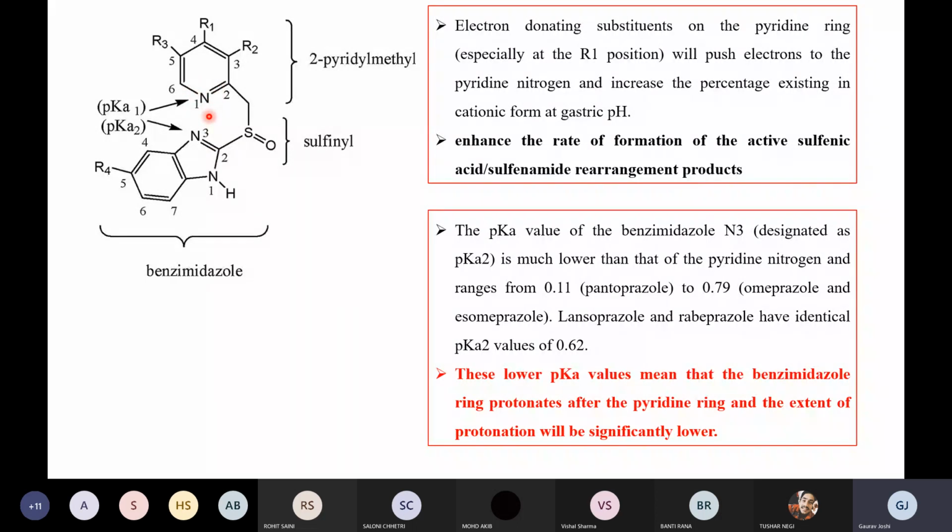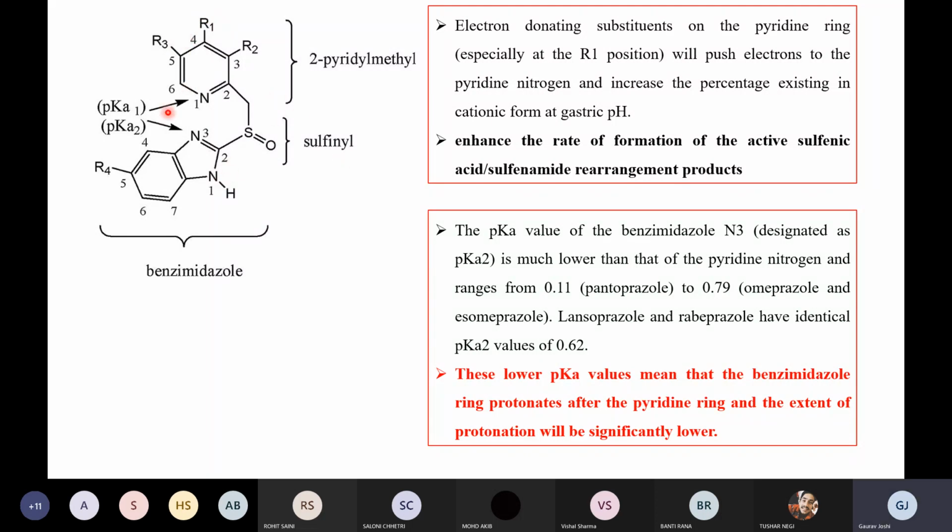So to make this happen, what do we require? We require that pKa1 should be higher in comparison to the pKa2. So how are we making this possible? We are making this possible by inserting the electron donating group at the R1 position, right? So this is the common thing, right?